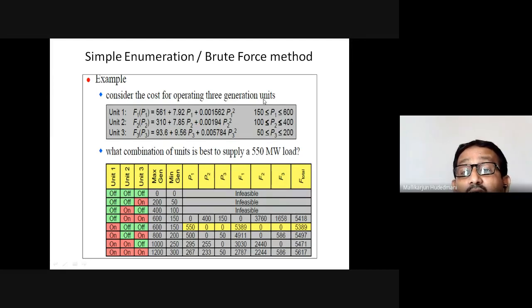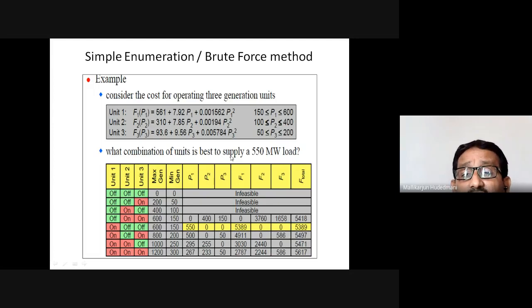This is from the Wood and Wollenberg textbook exercise. That is one of your reference books, Wood and Wollenberg. These presentations from the original authors are completely available on the internet. So that textbook content I have referred. So therefore, unit number 1, 2, 3 with the fuel cost function with their capacity constraint.